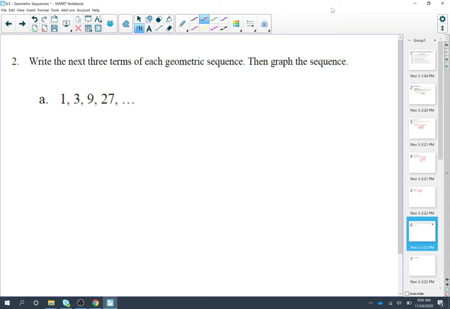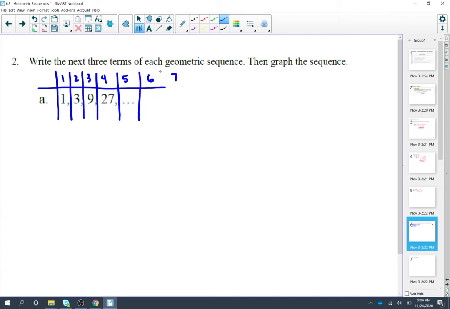Example 2. Write the next three terms of each geometric sequence, then graph the sequence. So this is where we're going to start really focusing on the geometric part of things, and especially because if we're going to graph it, this is where I'm going to start putting our sequence back in a table. So we're going to get our table back. Keep in mind when you're doing these, this is the first number, second number, third, fourth, and then they want the next three. So we're going to have to do 5, 6, and 7, which means we're going to have to go find our pattern.